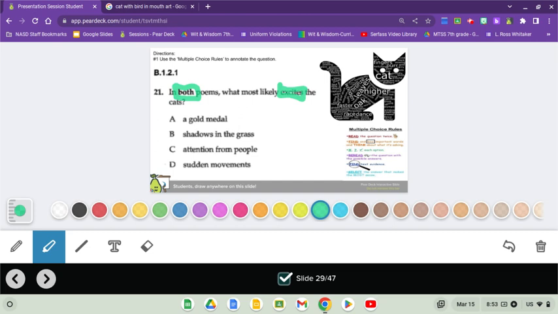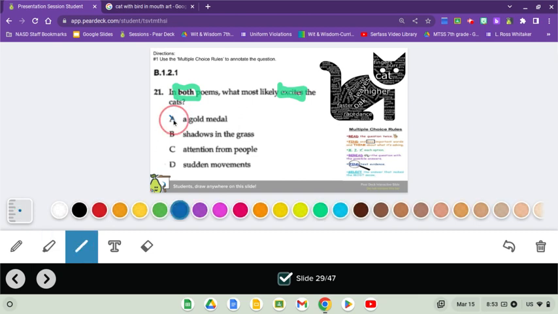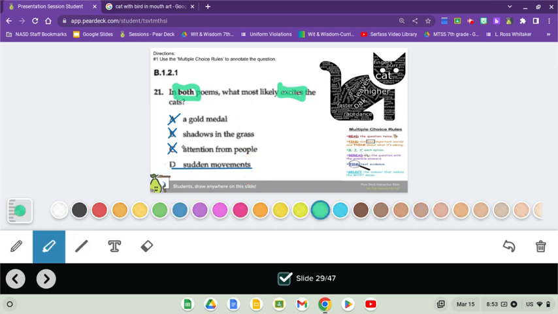It's not the attention from the people. In fact, it's not people at all in the second poem that get the cat all hyped up, right? Gold medal, that's only the first poem. So I'm going to put an X through that. Shadows in the grass, one of the poems is set inside the house. So not really. Attention from people, no. The cat, in fact, ignores its owner in the second poem. Sudden movements, oh yeah, a bird in one and leaves in the other. D. Nice work, Jude. Nice work, class.